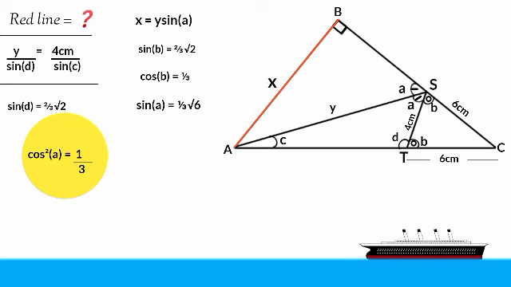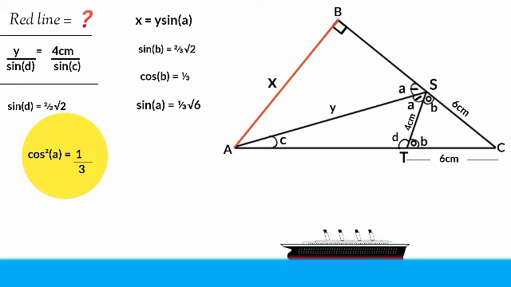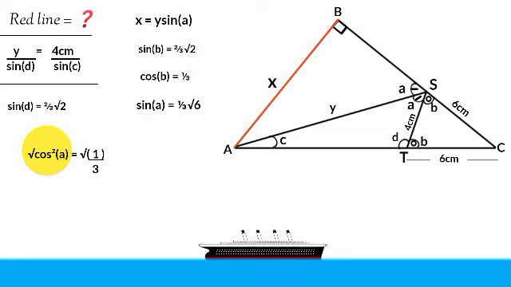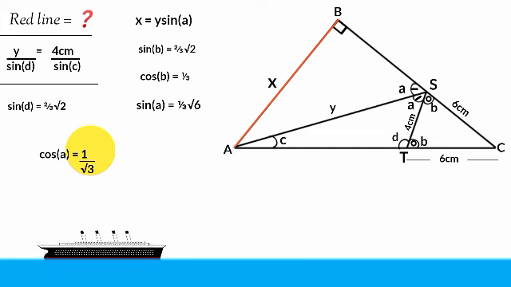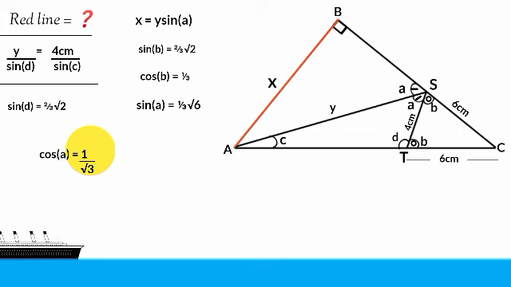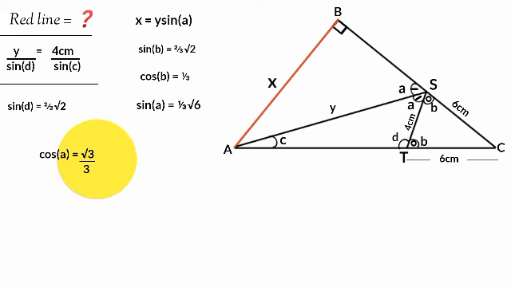If we take the square root of both sides, here the square root of cos squared A is cos A, and here the square root of 1 over 3 is 1 over root 3. If you multiply both sides by root 3 over root 3, it will be root 3 over 3. So cos A equals root 3 over 3.